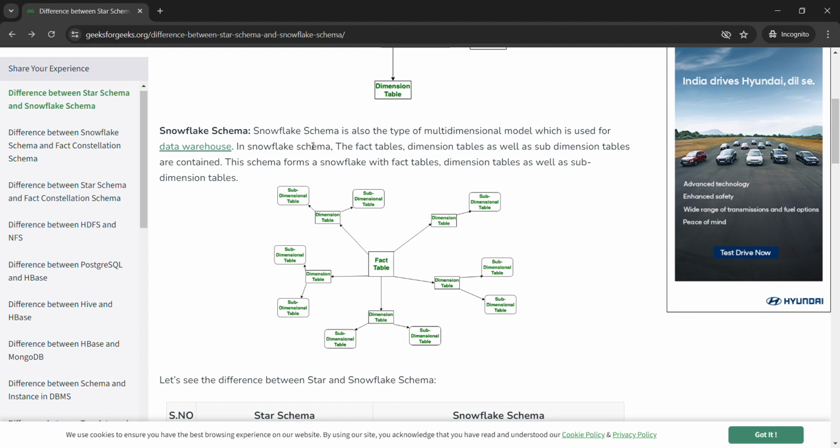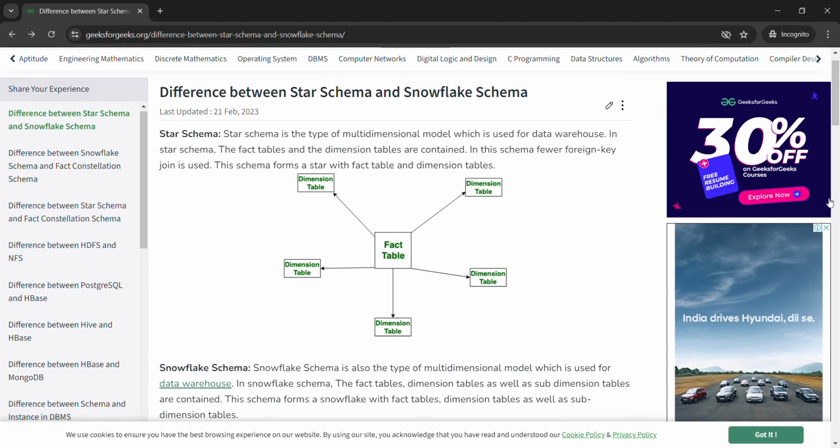Snowflake schema is also a type of multi-dimensional model, one to many, which is used for data warehouse. In snowflake schema, the fact tables, dimension tables, as well as sub-dimension tables are contained.